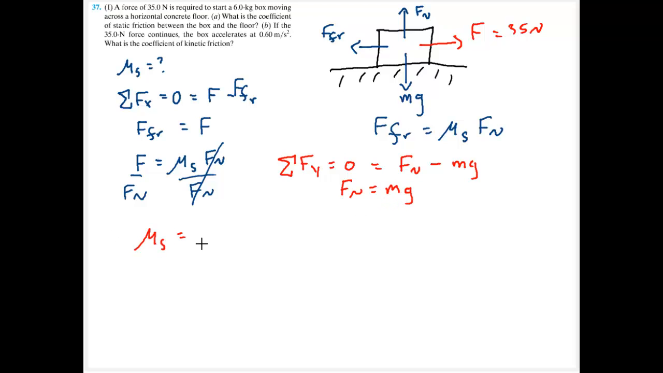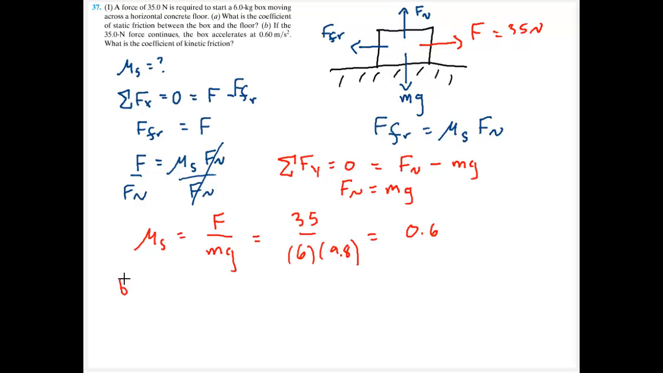So I can write my coefficient of static friction to be the force I apply to it divided by mass times gravity. So 35 newtons divided by the mass, it's a 6 kilogram box. I have gravity. Gravity is going to be 9.8 meters per second squared, and I end up getting a coefficient of static friction of 0.6.